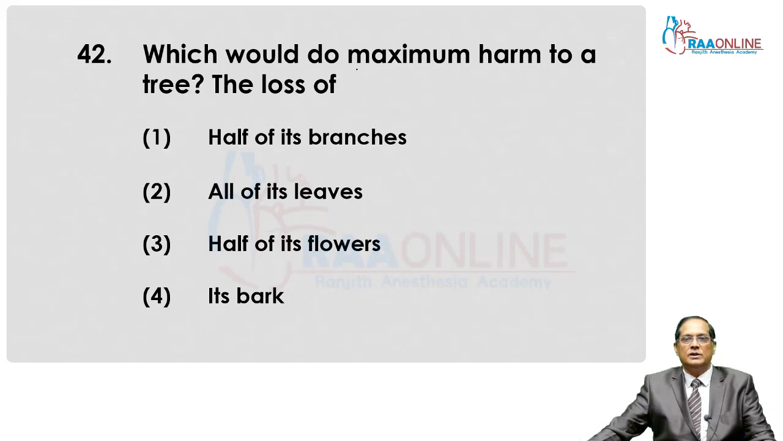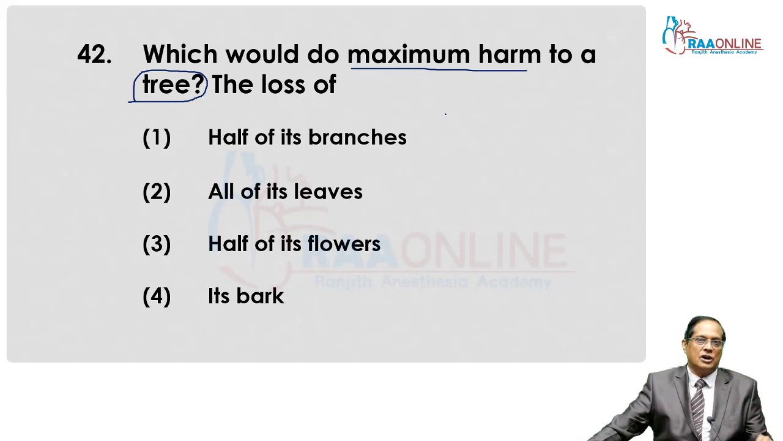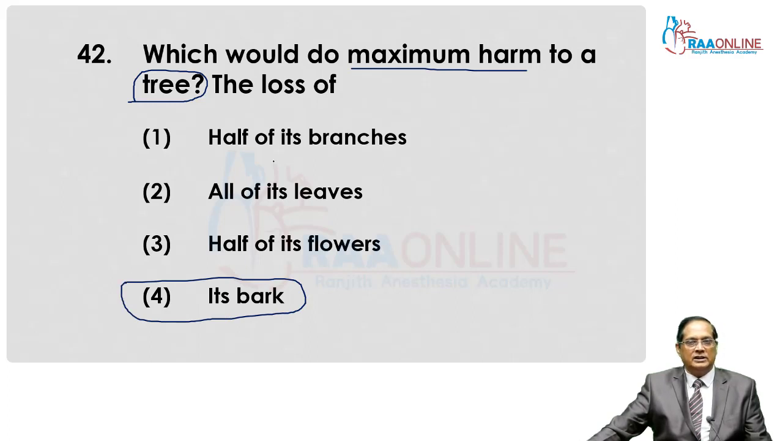Which of the following does maximum harm? In a tree, if we remove bark, bark includes secondary phloem, so conduction of organic matter stops. That's why removal of bark is more harmful than all the others, because leaves will reappear, but once bark is removed, it will not be recovered.